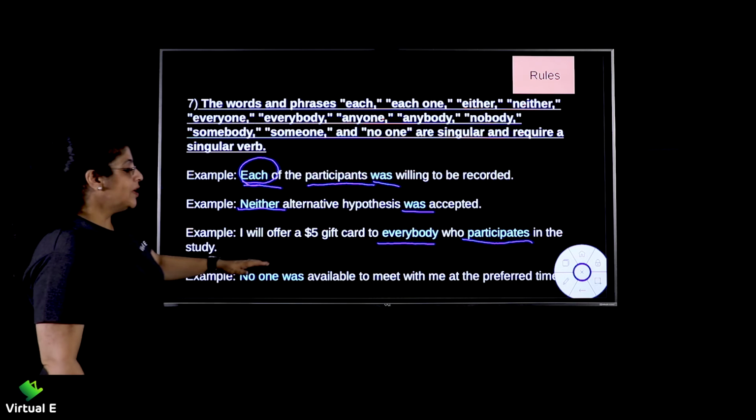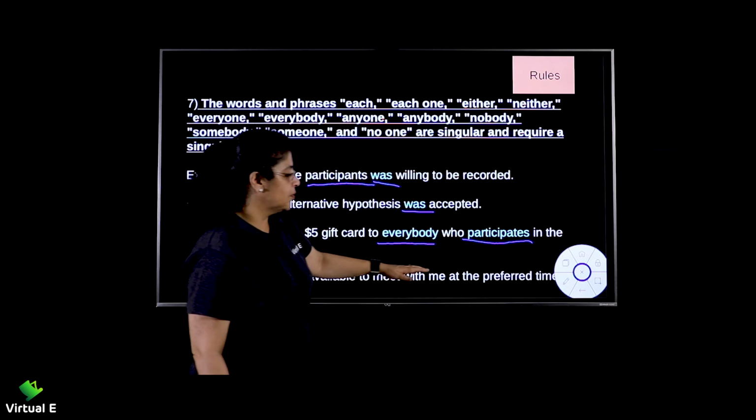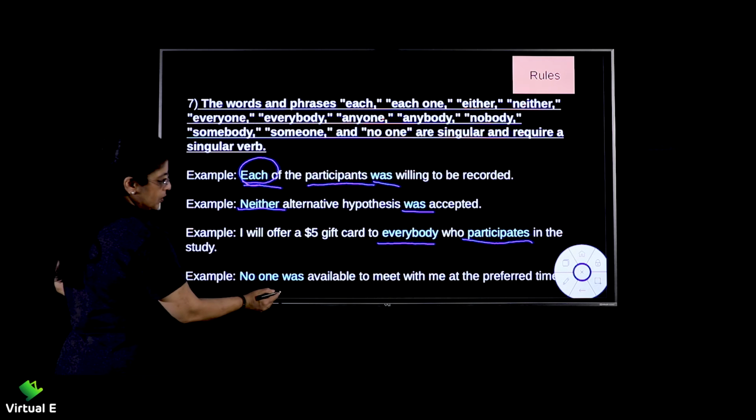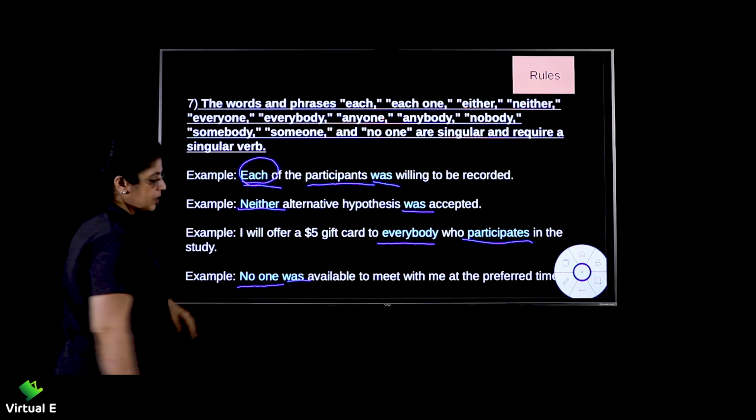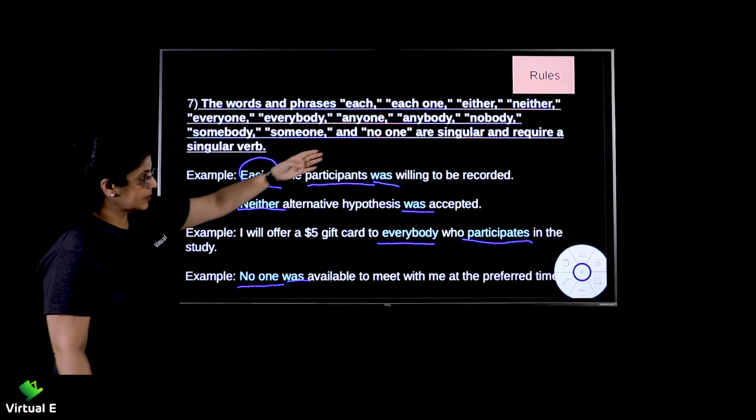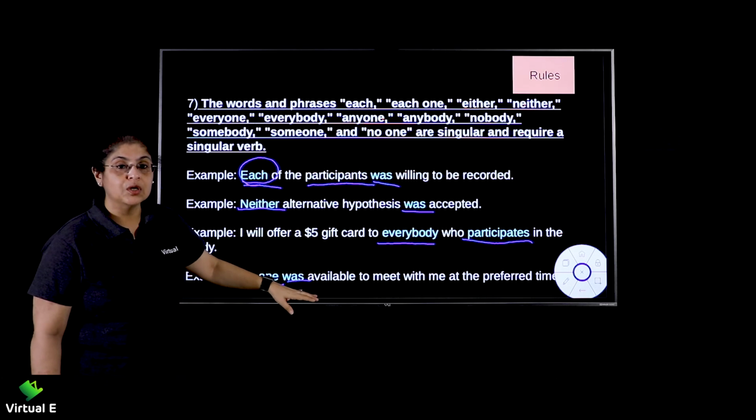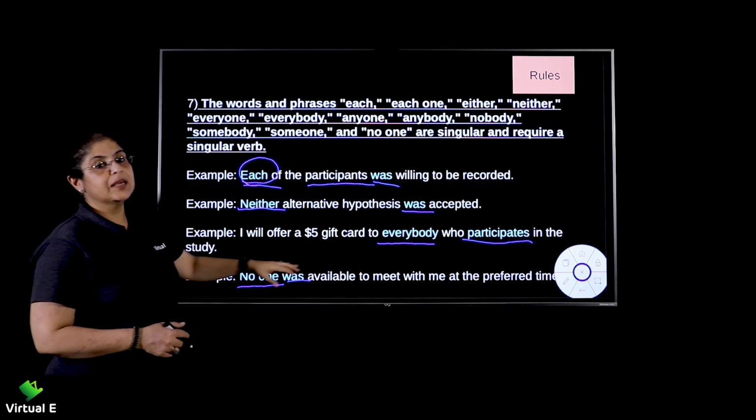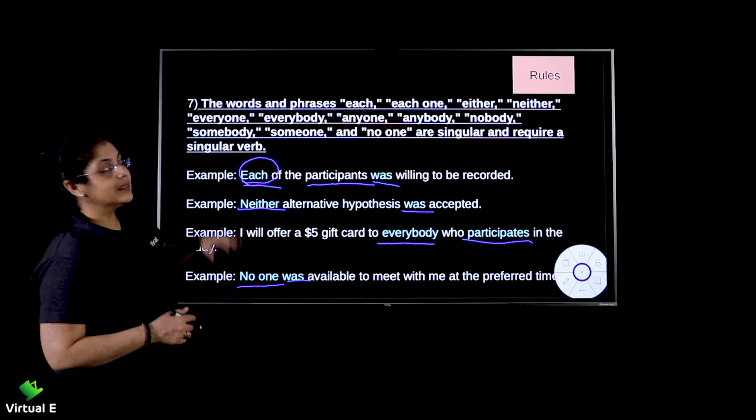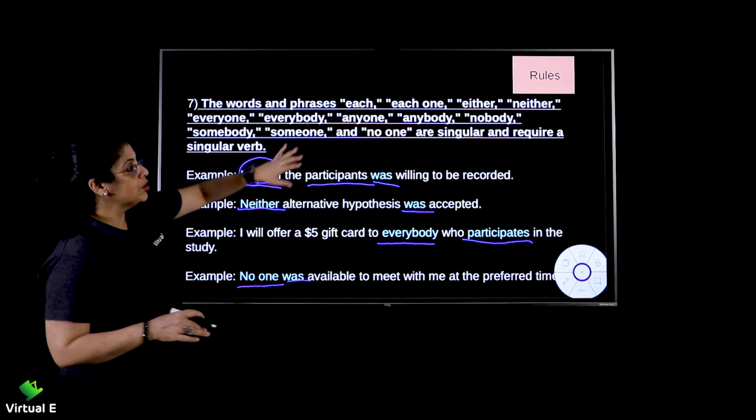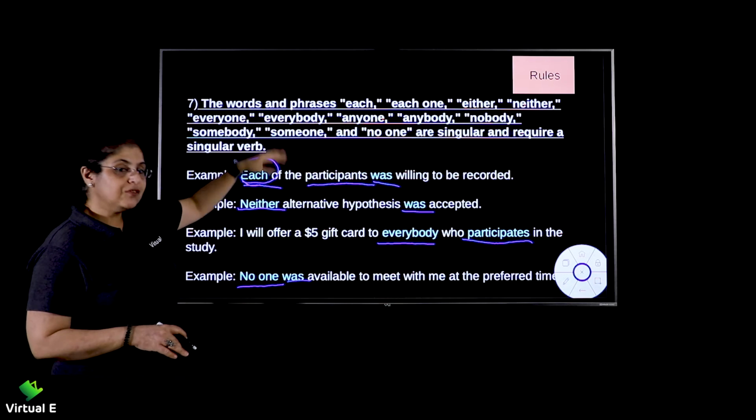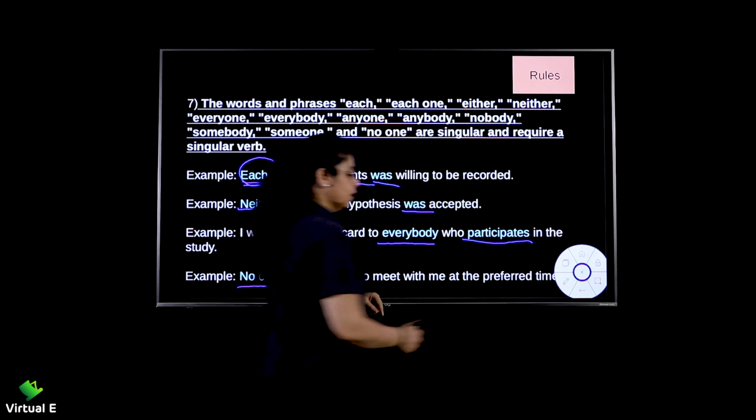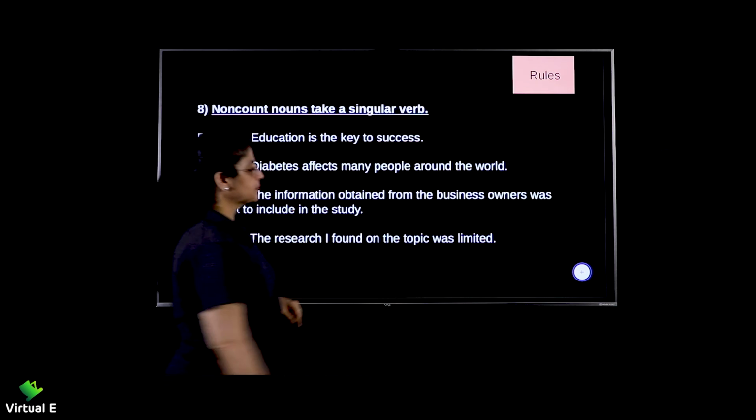Yes. No one was available to meet with me at the preferred time. No one was. Now both are so close, right? No one, we already have that in our list. Here the last one. No one was. So no one is singular. Was is also singular, and so they both agree. So looking at this, simple, very clear. All your indefinite pronouns, all of them, please remember, we will use a singular verb. Good going. Let's move further.